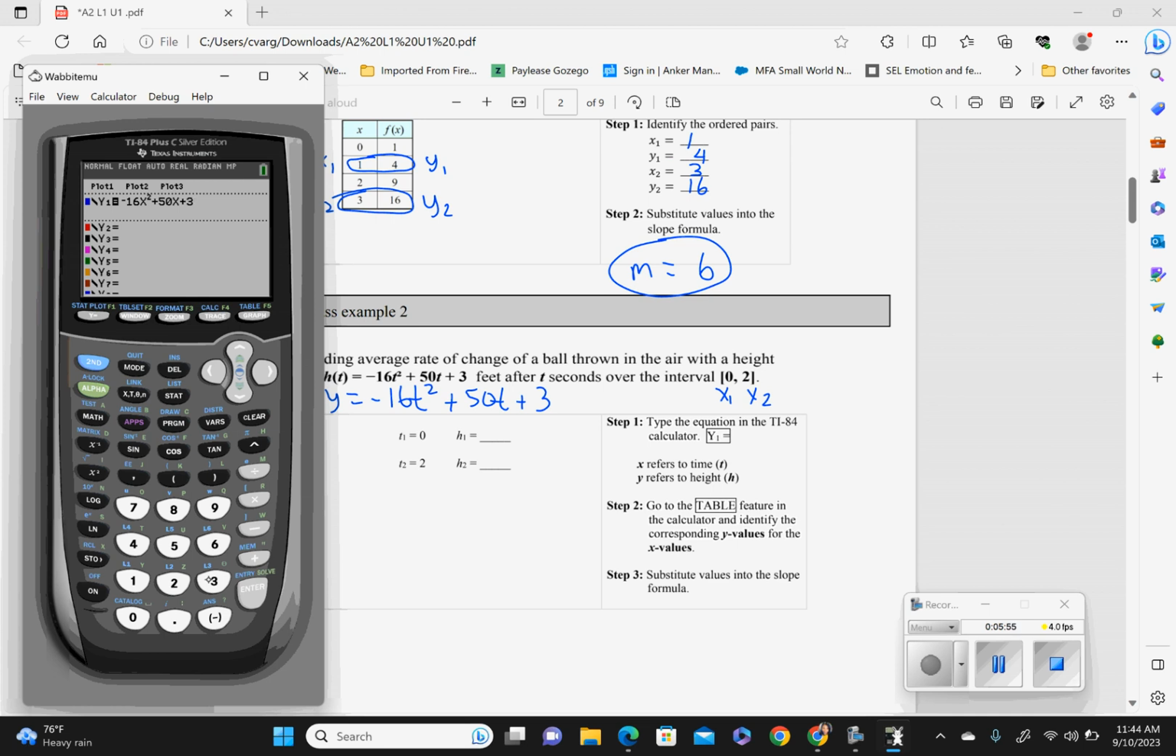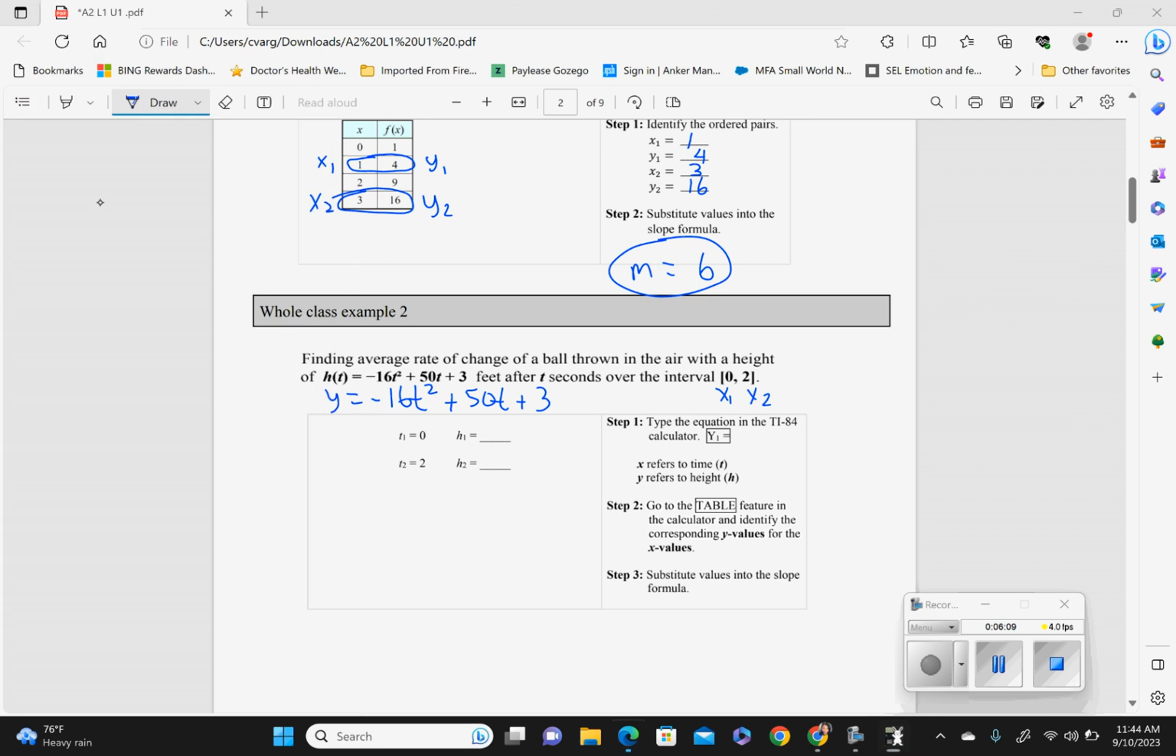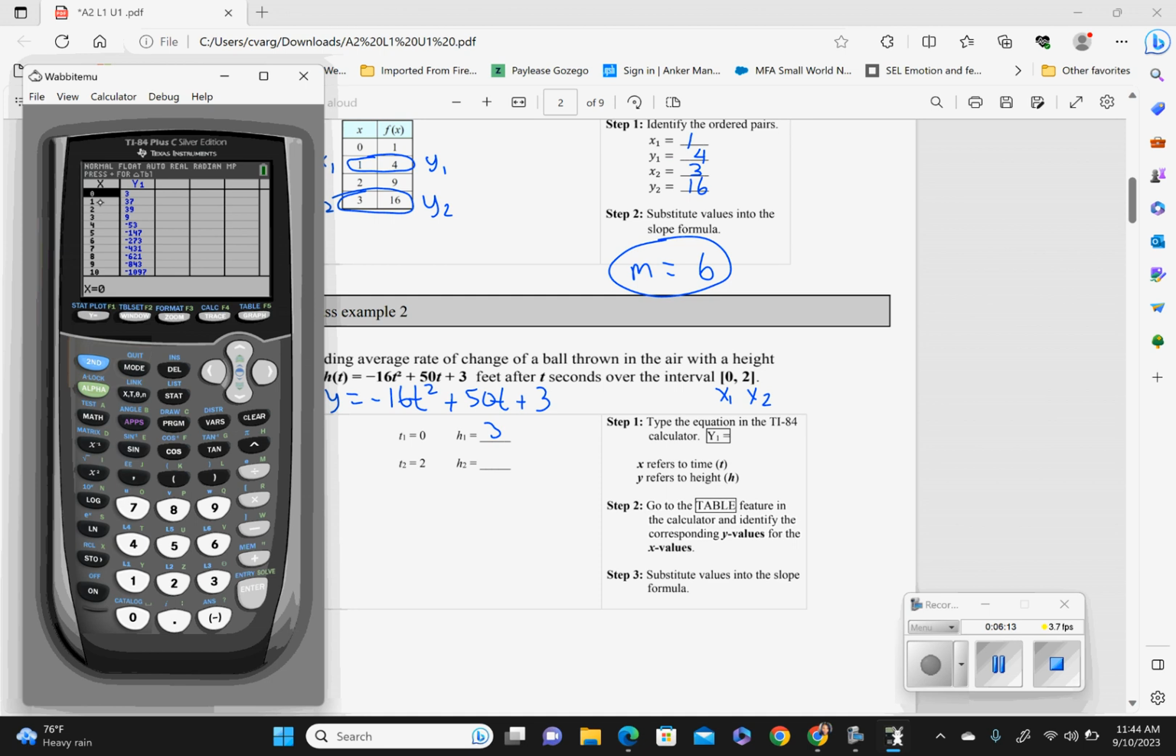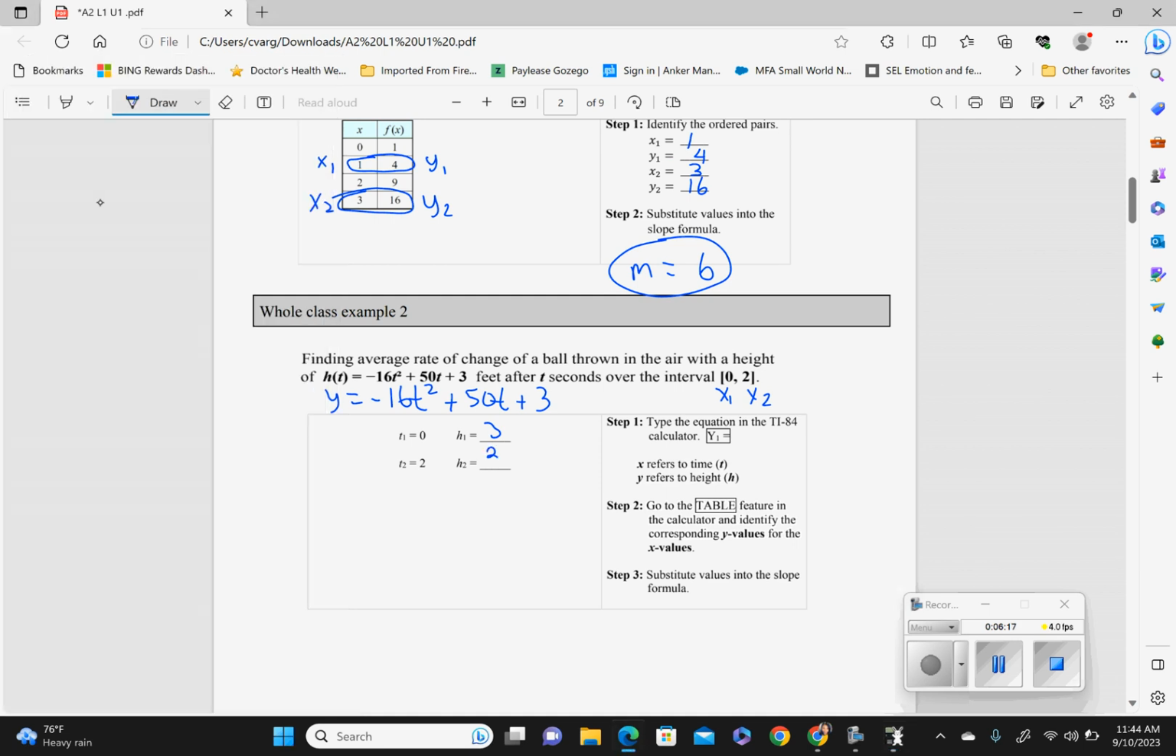Okay. And then the next thing we want to do is find where x is 0 and where x is 2. So we're going to hit second graph to go to our table. Across from 0, we see the number 3. So that's our y1 is 3. And across from the number 2, we see 39. Okay, so 39.